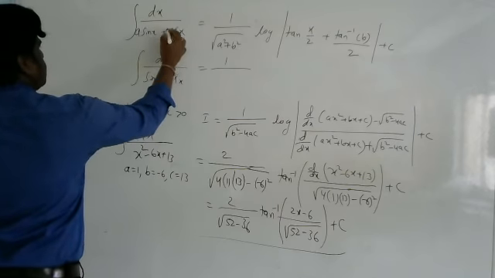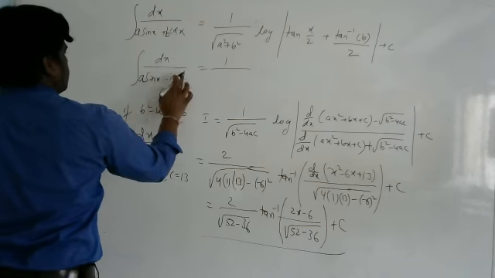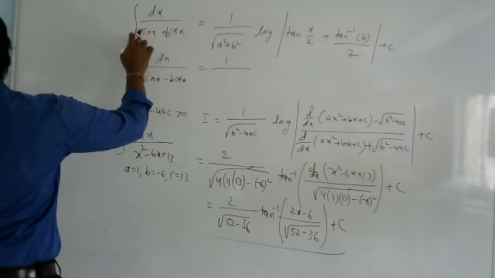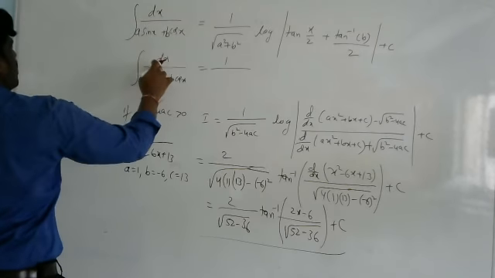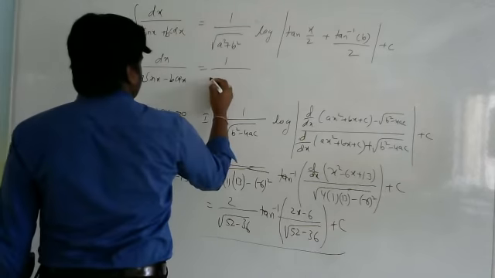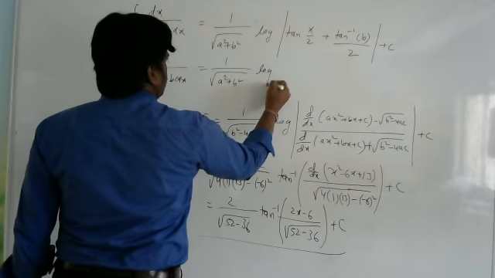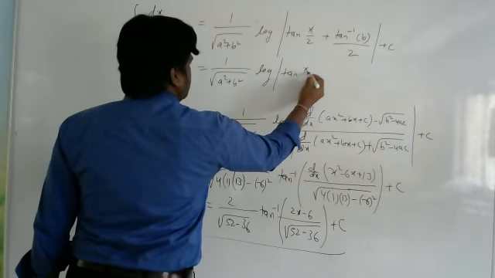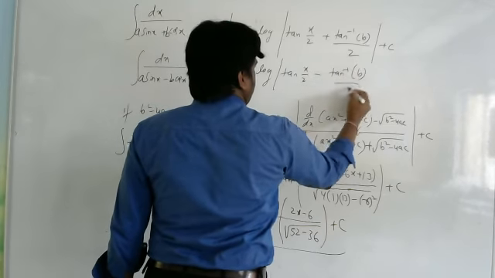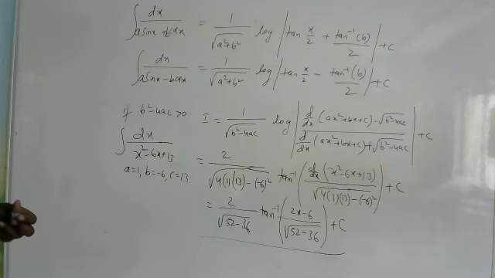So you get here a sin x, b cos x. So integration of dx upon a sin x plus b cos x, integration of dx upon a sin x minus b cos x is equal to 1 upon under root of a square plus b square, log mod tan x by 2 minus tan inverse b divided by 2, plus c. These are the formulas.